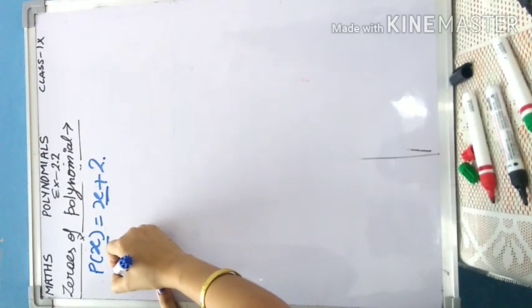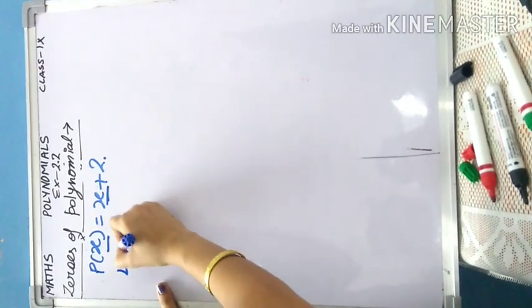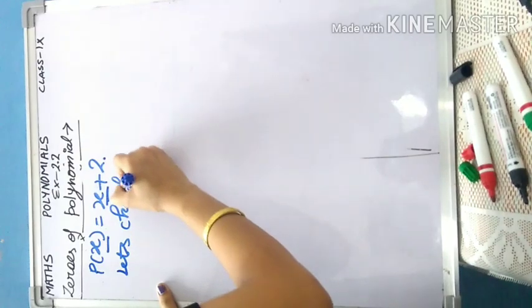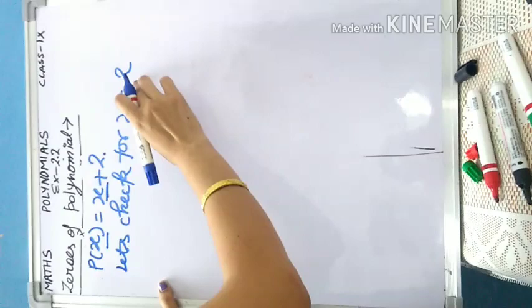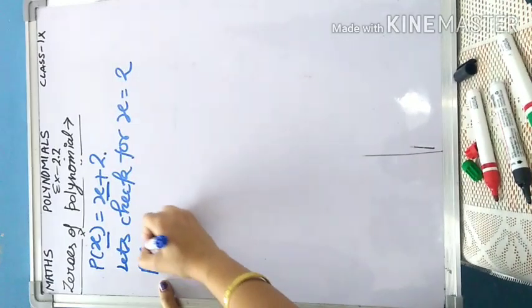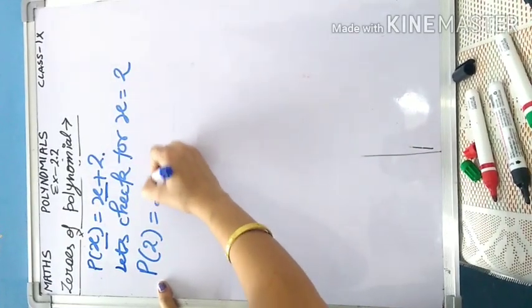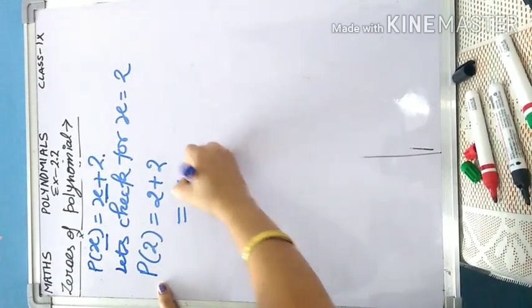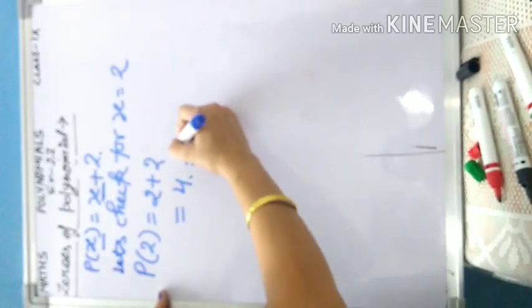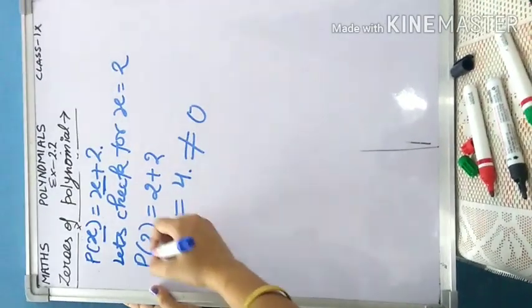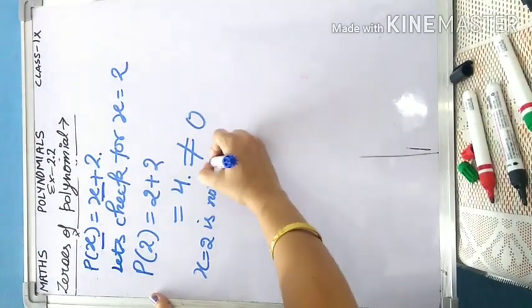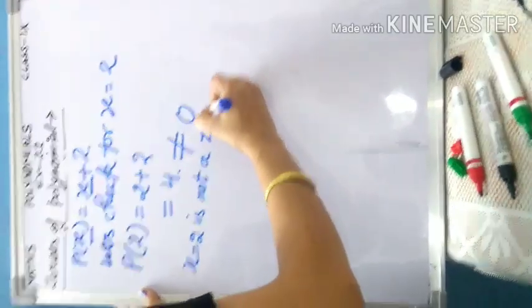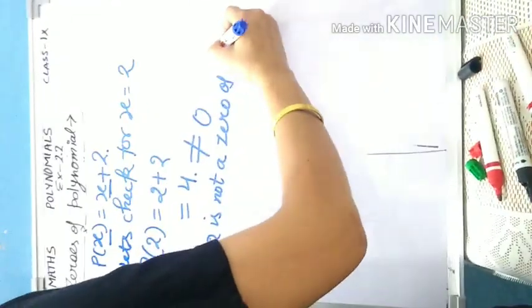See, let's check for x is equal to 2. In the place of x, I am writing 2. So this is becoming 4, not equal to 0. So x plus 2 is not a zero of the polynomial. You will write: x is equal to 2 is not a zero of the polynomial.